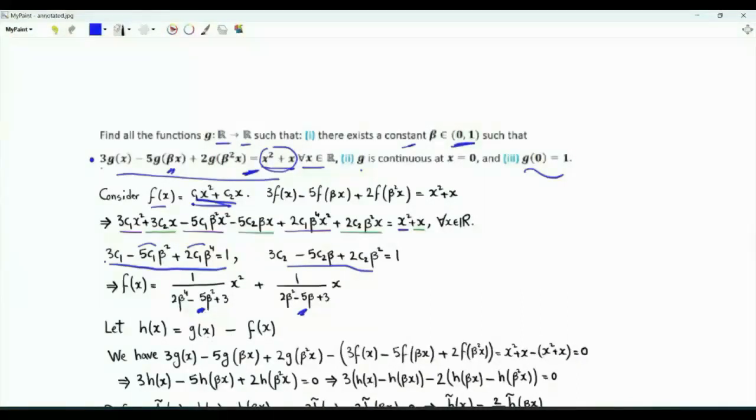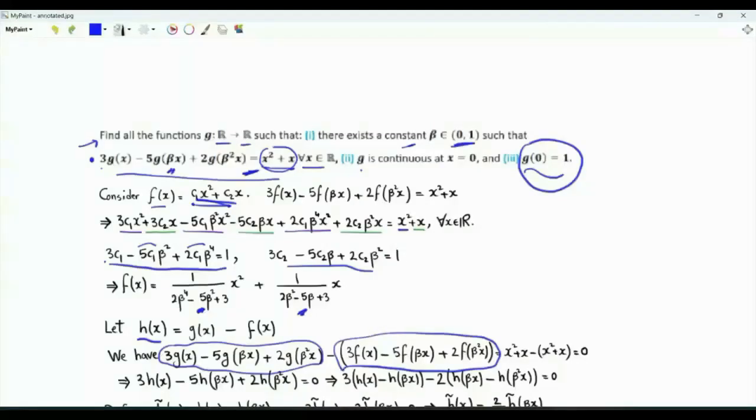Let h of x be the difference g of x minus f of x. If we prove that h of x is equal to a constant, then the solution to this problem is this function f of x plus some constant. The constant is equal to 1 if we use this condition. These three terms are equal to x² plus x. Those three terms are equal to x² minus x. The difference is equal to 0.